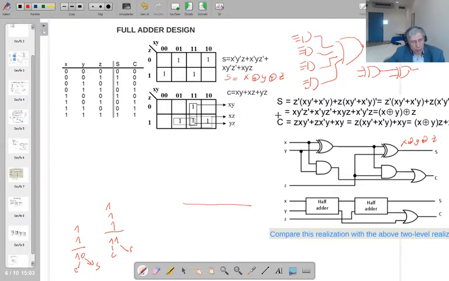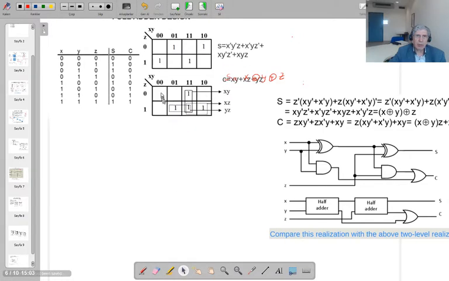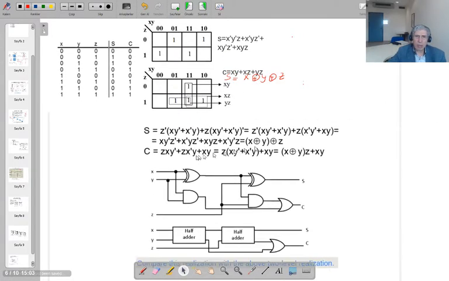But if you do the manipulations, Boolean manipulations on the C function, so let me create this area and clear this area as well. If you do the manipulations, as I said, move that in here.